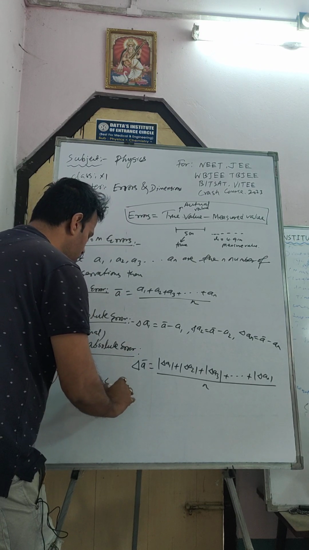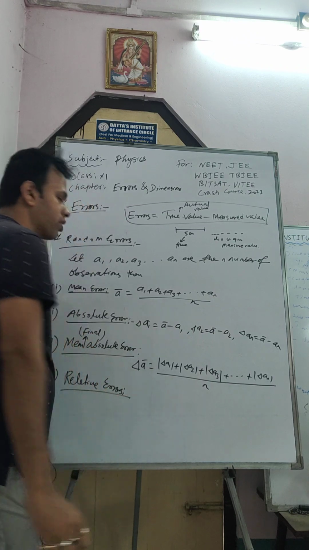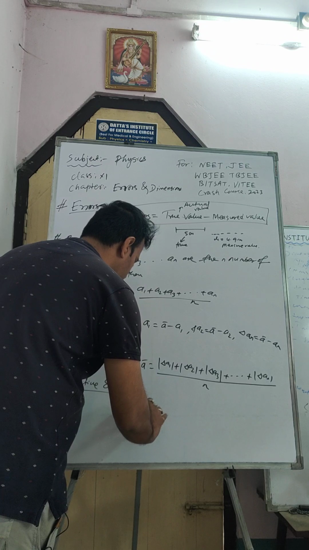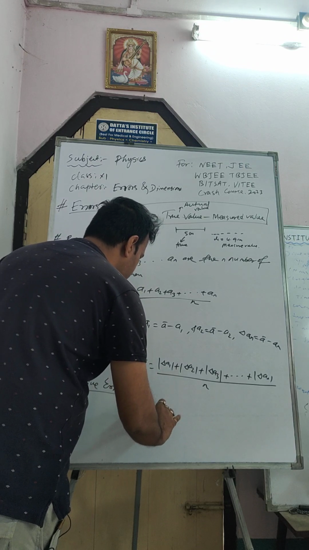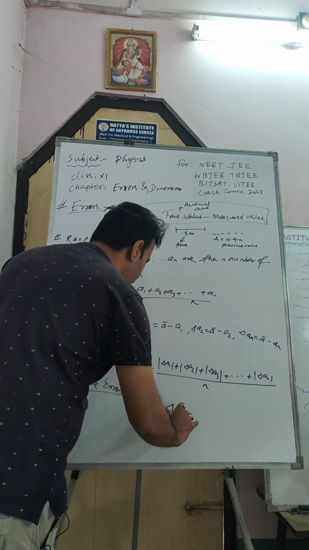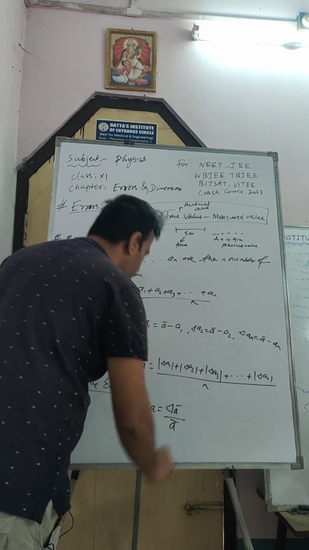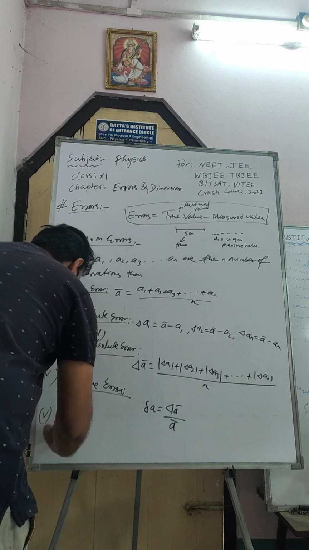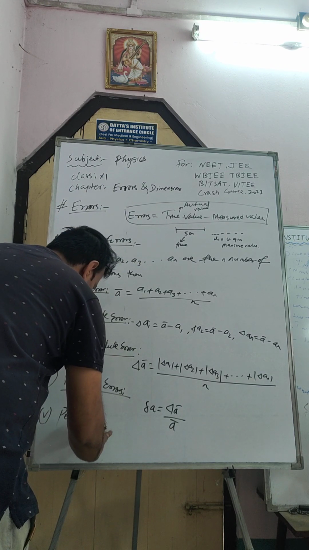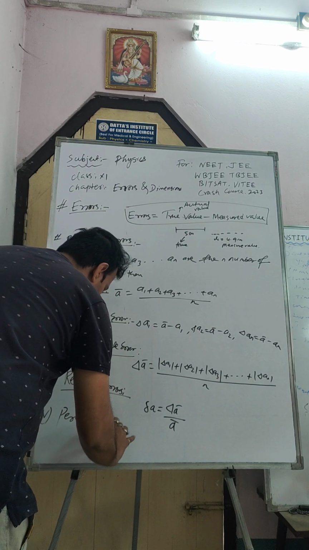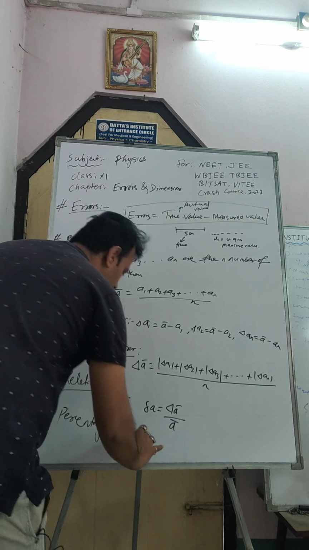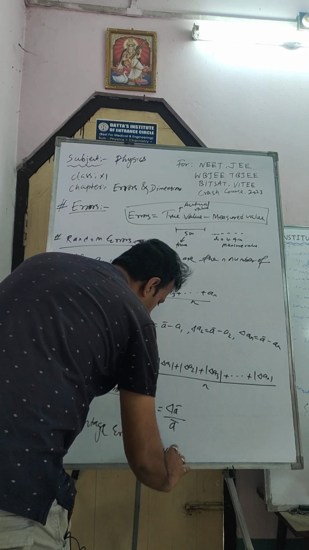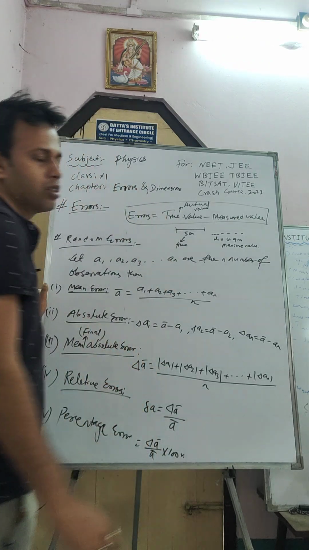Relative error. So what is relative error here? Delta a equals the final absolute error by a bar. It is called relative error, okay. And number 5 is percentage error. Percentage error is del a bar by a bar into 100. So it is percentage error, okay.